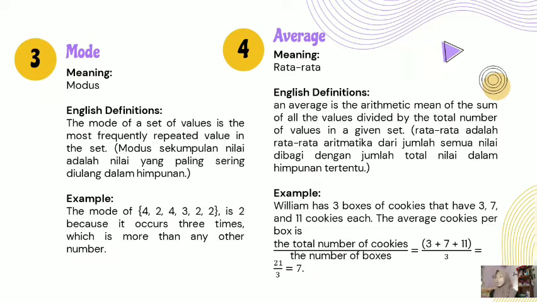Number 4, average. Meaning is rata-rata. English definition: an average is the arithmetic mean, the sum of all the values divided by the total number of values in a given set. Example: William has 3 boxes of cookies that have 3, 7, and 11 cookies each. The average cookies per box is the total number of cookies per the number of boxes, equals 3 plus 7 plus 11 per 3 equals 21 per 3 equals 7.